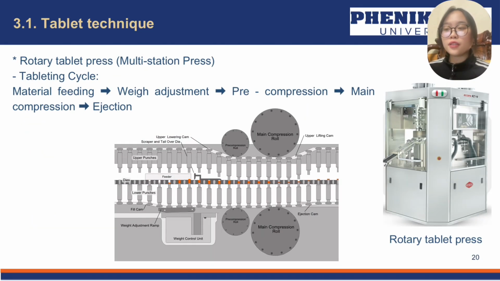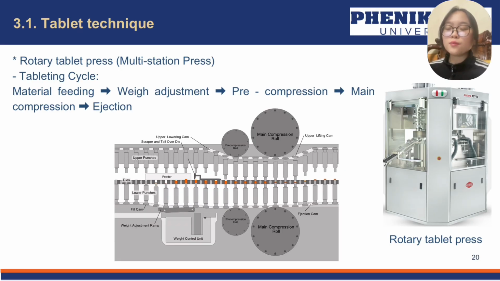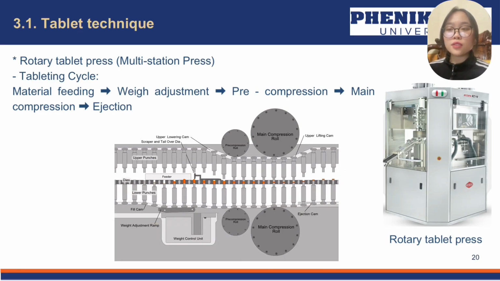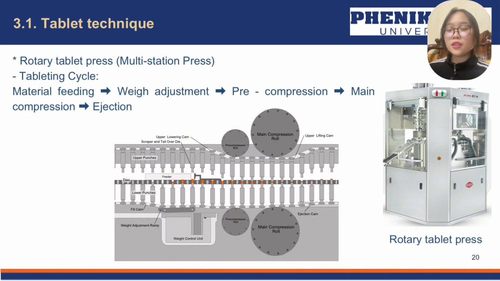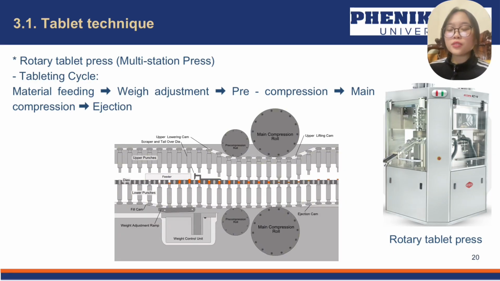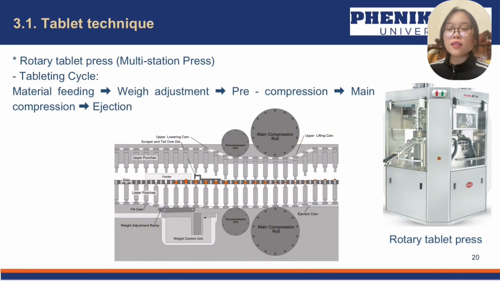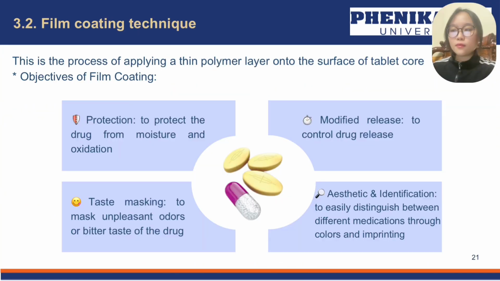For large-scale industrial manufacturing, we use the rotary tablet press or multi-station press. The cycle here is more continuous and complex, involving material feeding and weight adjustment to ensure dosage precision. Then it goes through pre-compression and main compression to ensure the tablet has the right hardness. And like the single punch, it ends with the ejection of the tablets. Once the tablet core is formed, we often apply a thin polymer layer in a process called film coating. So why do we do this?